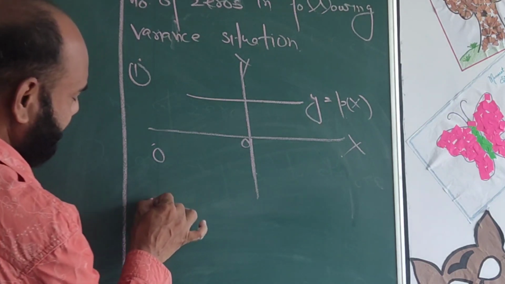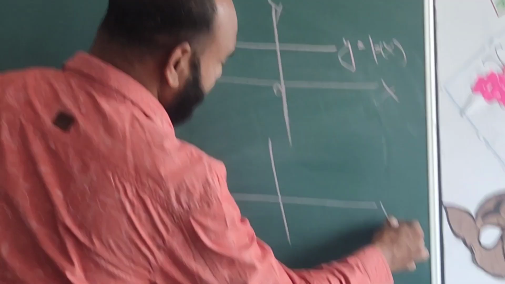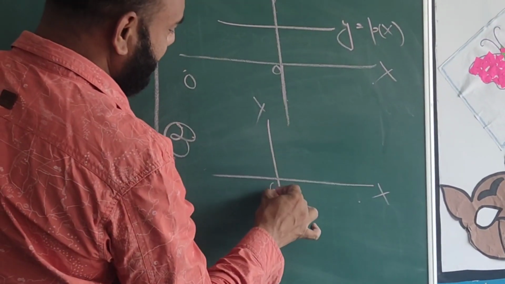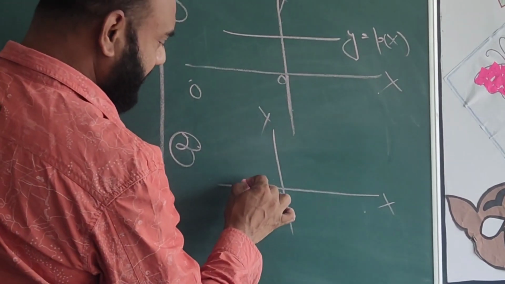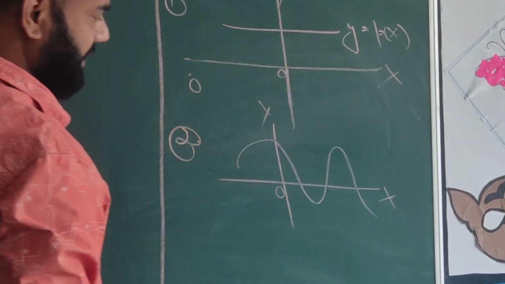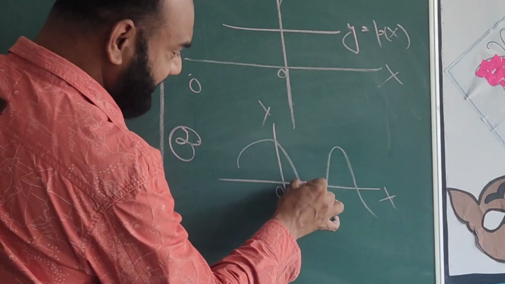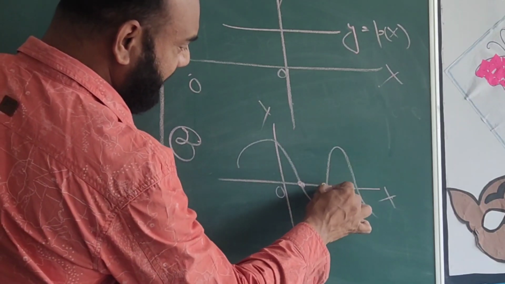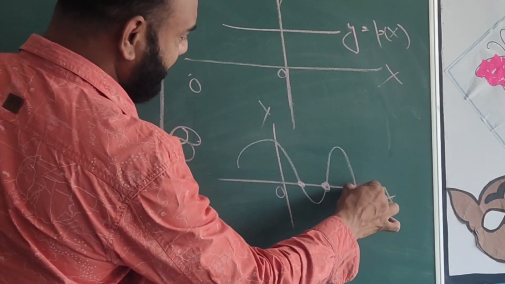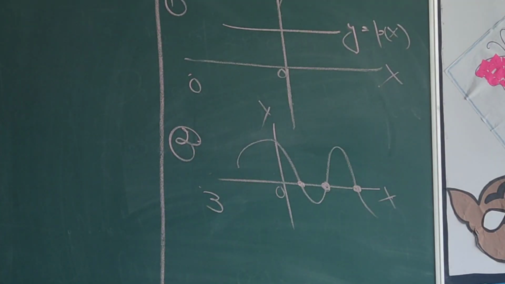Next, second is this: this is the x-axis, y-axis, and this is the origin. And when the graph is this much, then the number of zeros is 3 because the graph cuts the x-axis at 3 points. This is the first point, this is the second point, and this is the third point. So the number of zeros in this graph is 3.